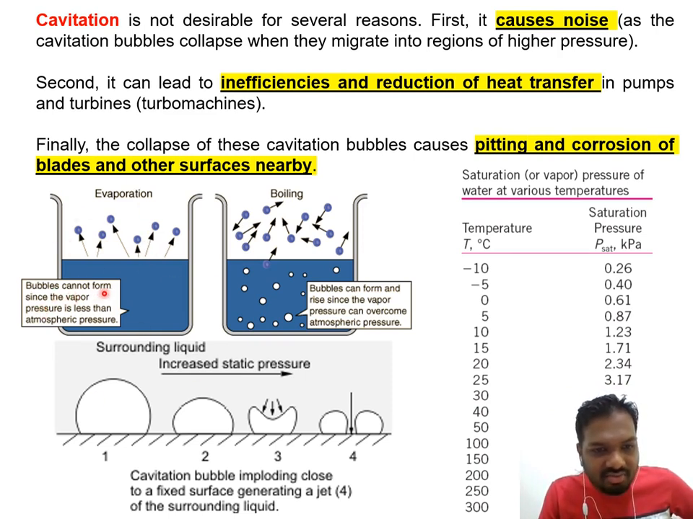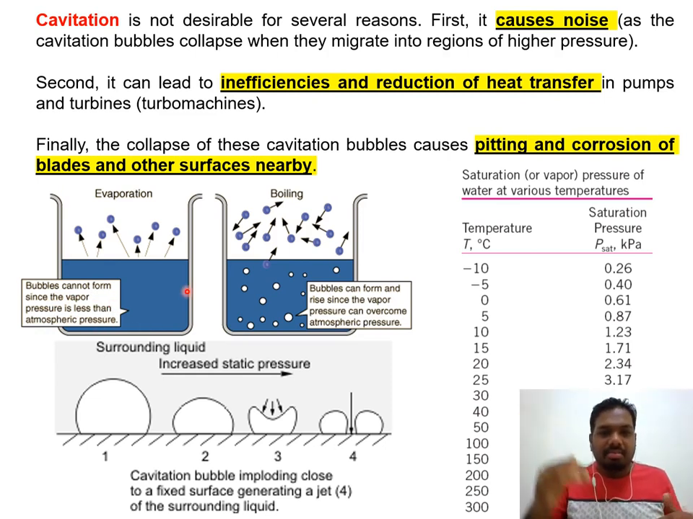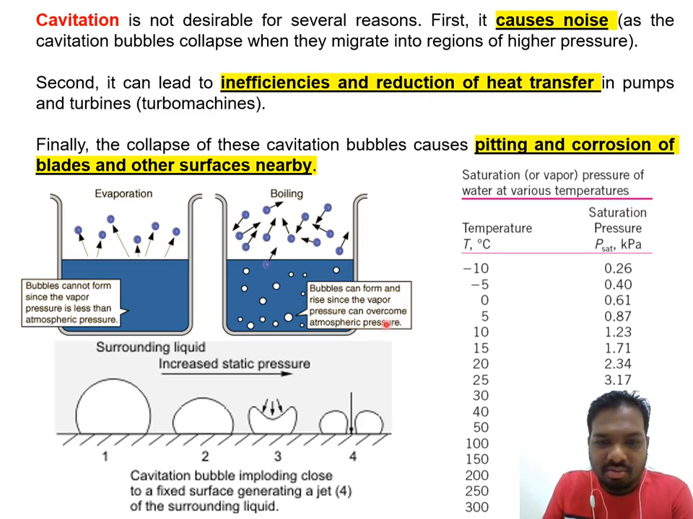You can see here, this is in normal water. Bubbles cannot form since the vapor pressure is less than atmospheric pressure. When the vapor pressure is less than atmospheric pressure, bubbles will not happen. But when the atmospheric pressure suddenly drops and the vapor pressure is more, it will start to produce small bubbles like this. Bubbles can form and rise since the vapor pressure can overcome atmospheric pressure. So it will cause a lot of damage.